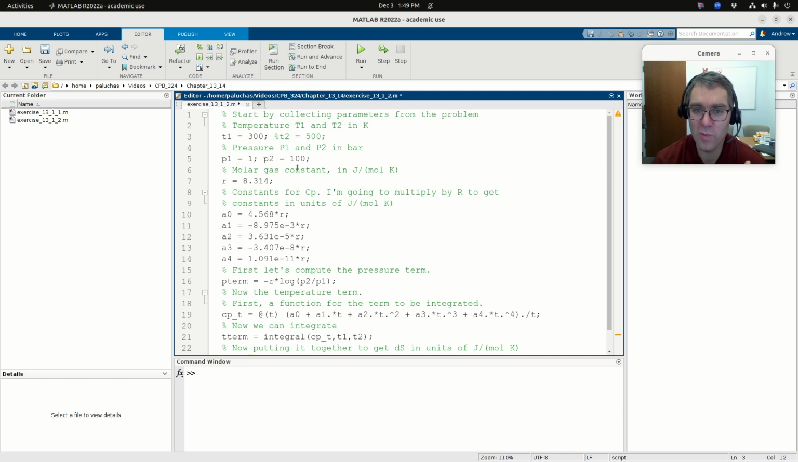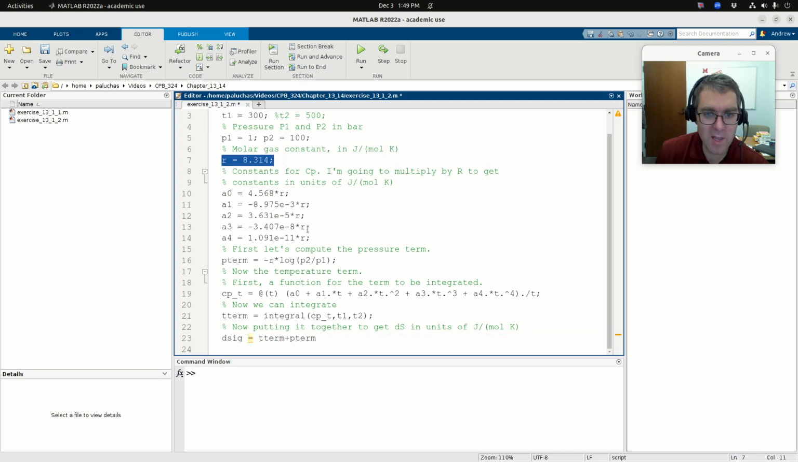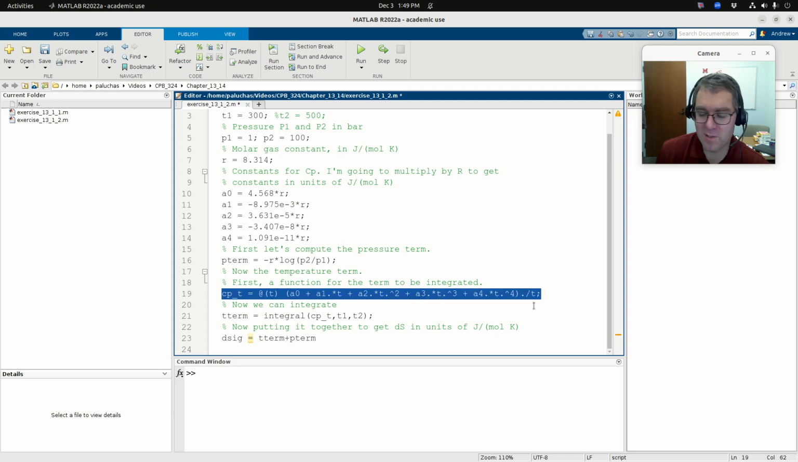This is what I want to do, and now I'm going to need to make my code work based on this. So T2, I don't know, so I'm just going to comment it out. But I still know T1. This is the same. R is the same. Here's still my constants. My pressure terms are still the same. The term I need to integrate, Cp divided by T, is still the same.